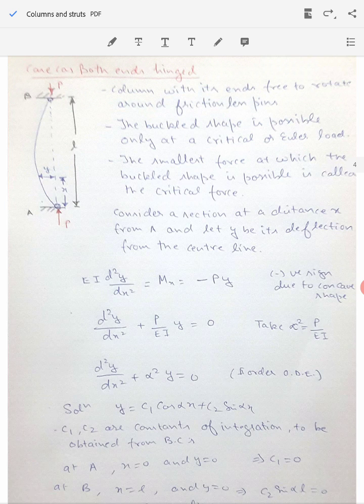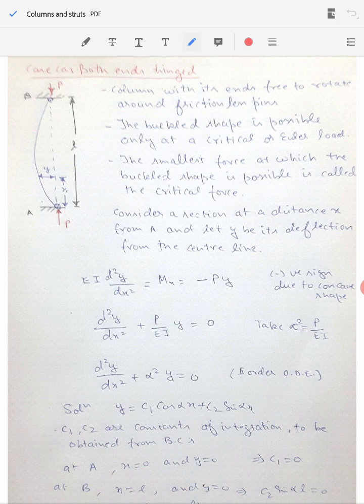Now we will go one by one by taking different end conditions for the columns. So a column which is having both its ends hinged. The hinged end means pinned end, it's like the hinges that you provide on your doors. So you can't have the deflection, but you can have a kind of rotation at that point. So there is a column which is hinged at both ends.